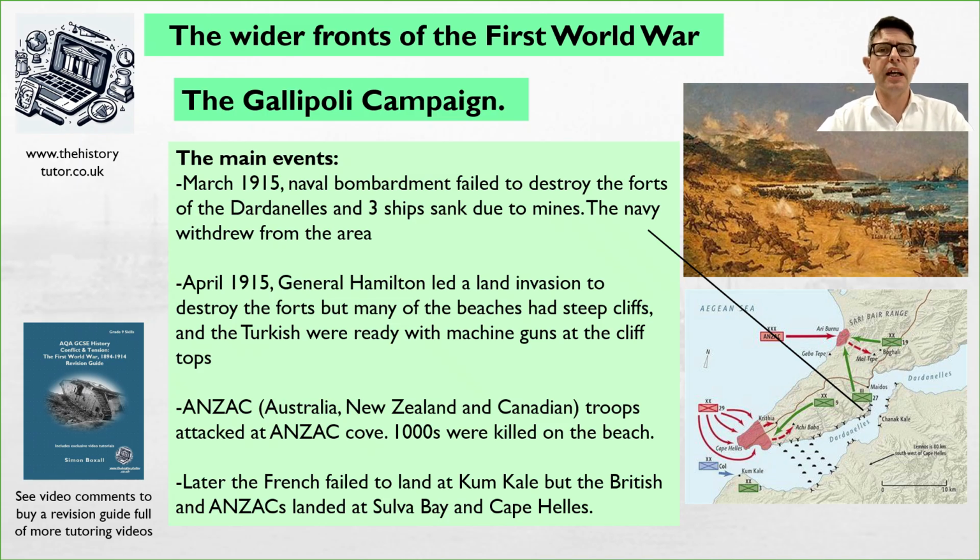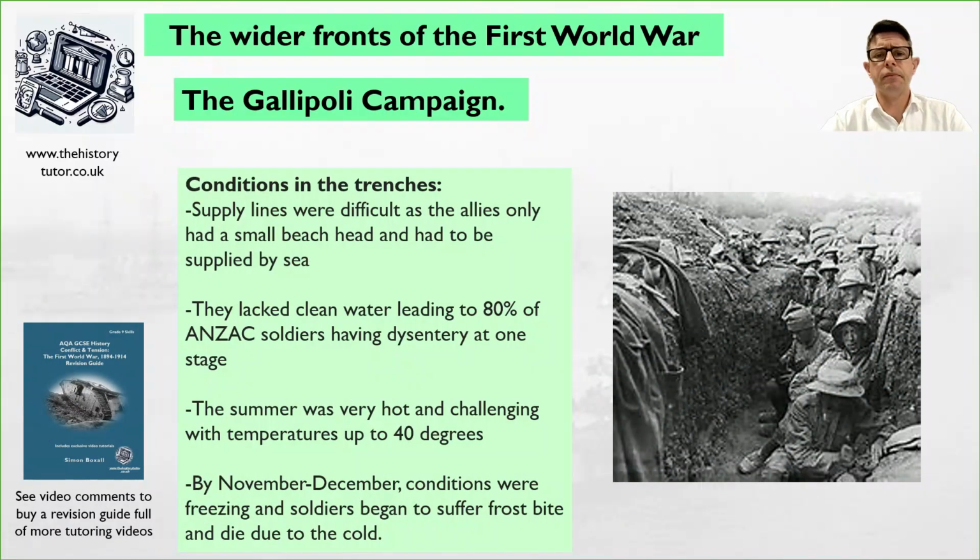Later, the French failed to land at Kumkale, but the British and Anzacs landed at Silver Bay and Cape Helles. So fronts have now been formed to try and attack these forts. So what was it like fighting in the trenches here? Supply lines were difficult as the Allies only had a small beach to land supplies, and obviously some of their boats through the Mediterranean could be attacked relatively easily or bombarded by Turkish guns on the mainland.